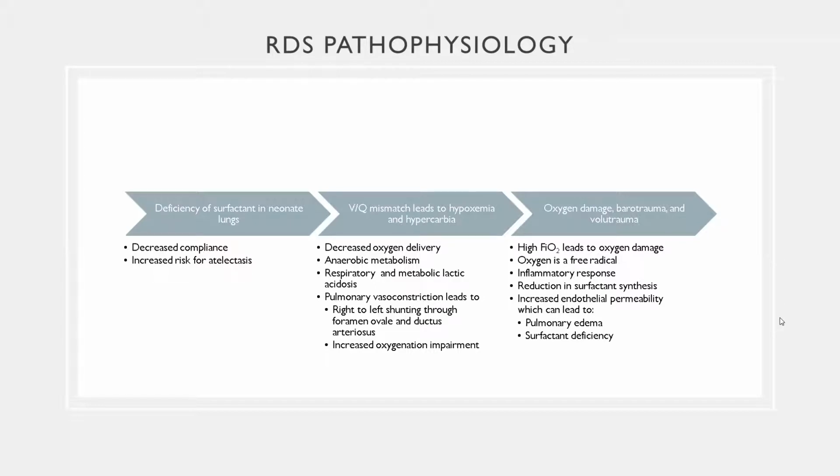Oxygen damage, barotrauma and volutrauma lead to high FiO2, which causes oxygen damage. Oxygen is a free radical and results in an inflammatory response, reduction in surfactant synthesis, and increased endothelial permeability, which can lead to pulmonary edema and surfactant deficiency.